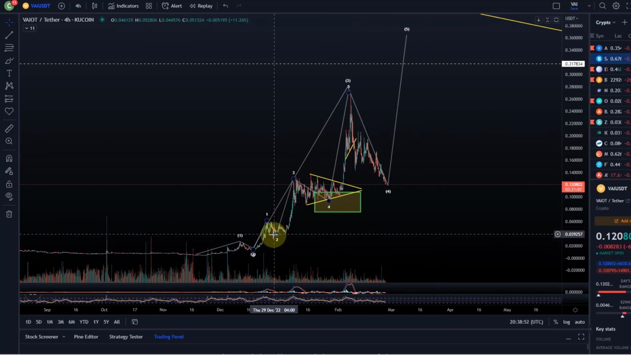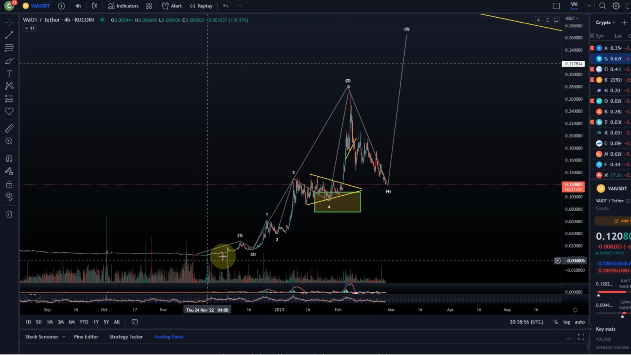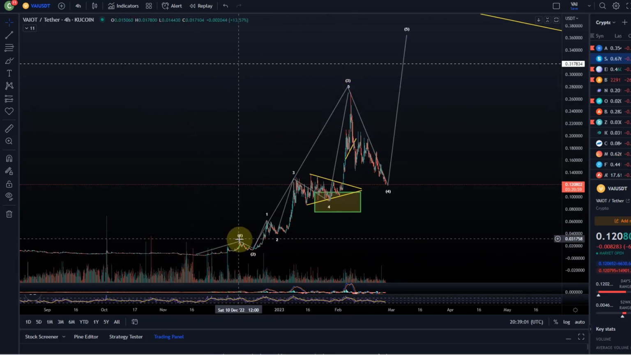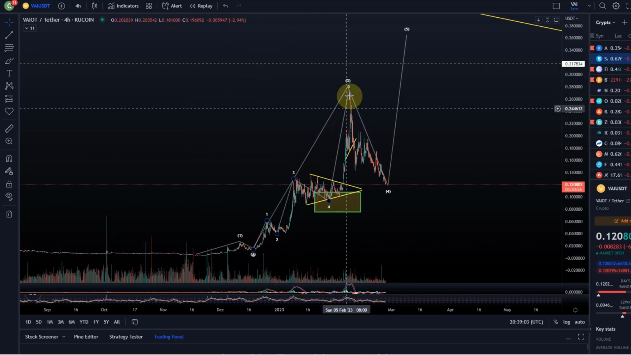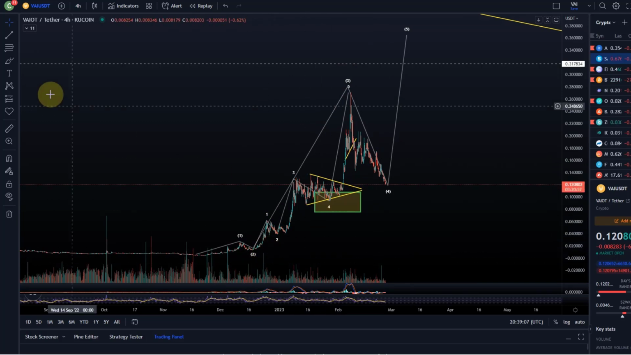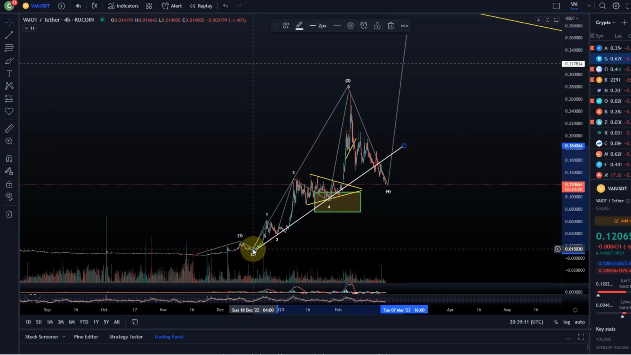I prefer the subwave count of this one. So we have a 1, 2, and then a 3. Basically an ABC structure to the upside. Can you see that? You have an A wave here, a B wave, and then 5 waves in C. It's an expanding diagonal here as well, or you could say an expanding wedge, which is not a great pattern.